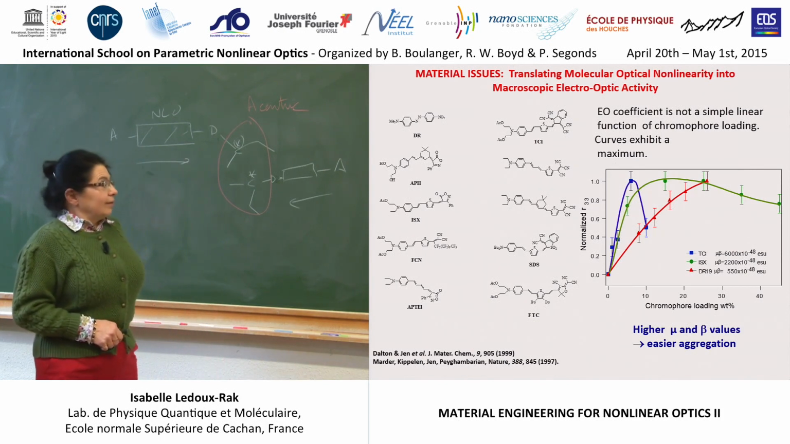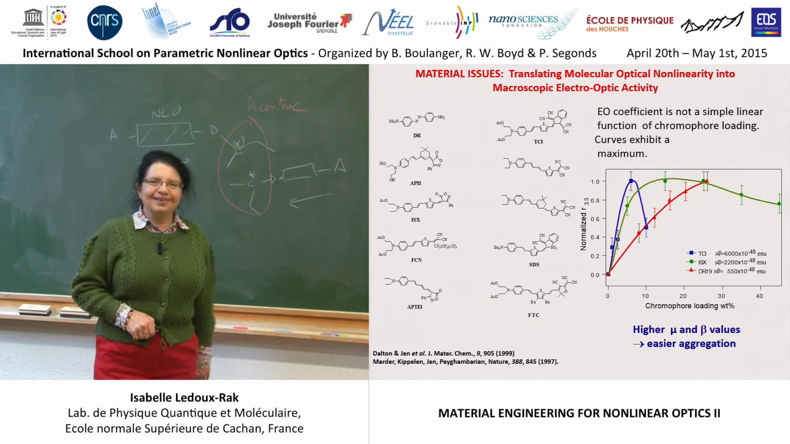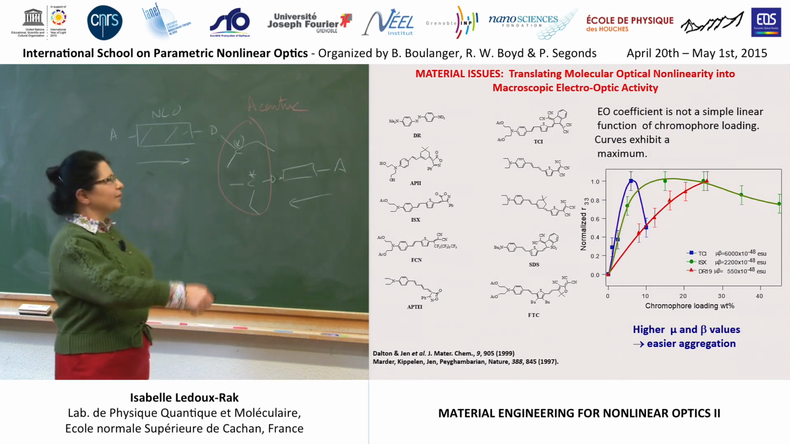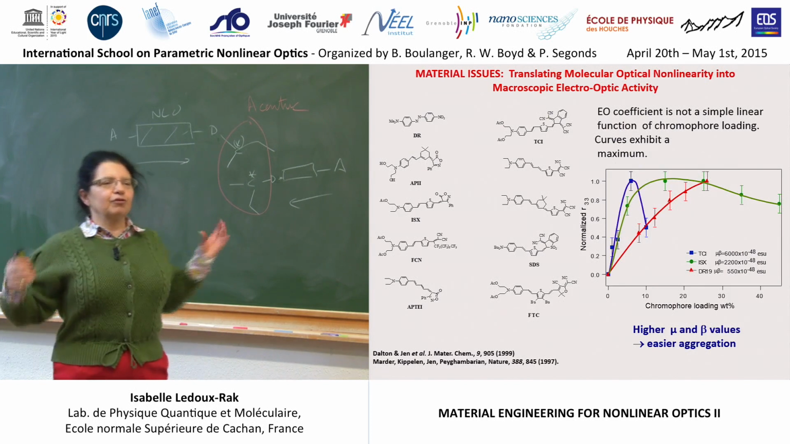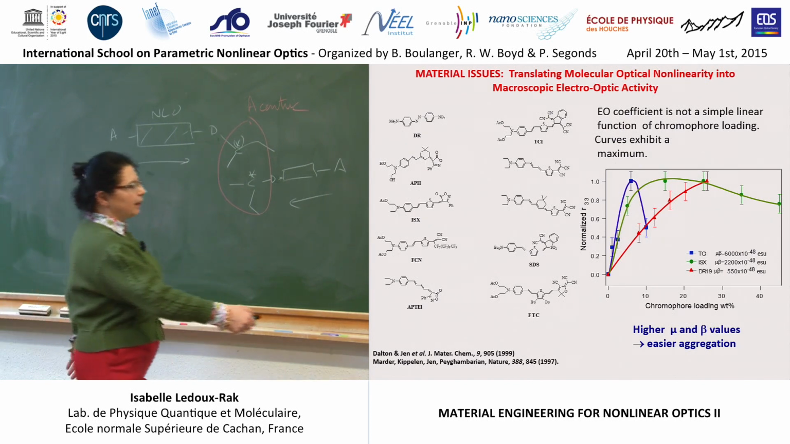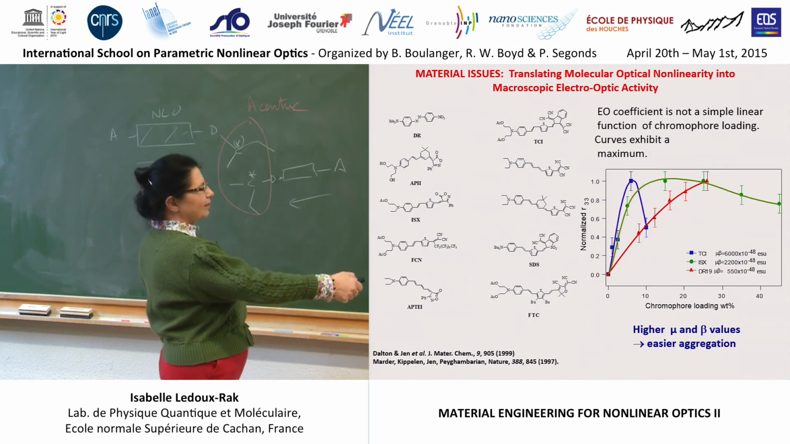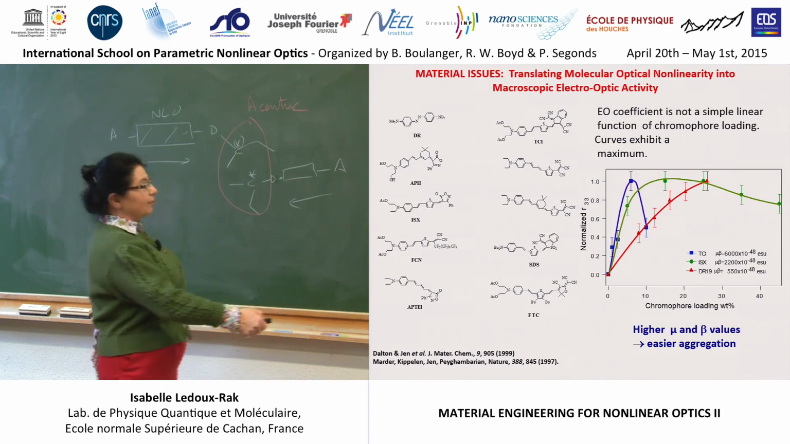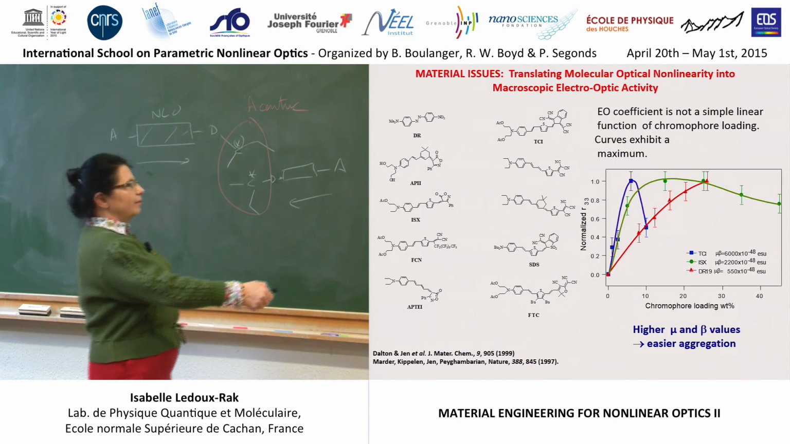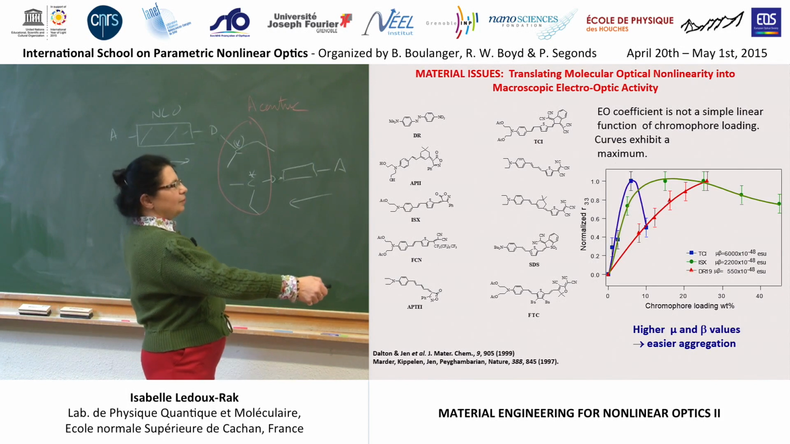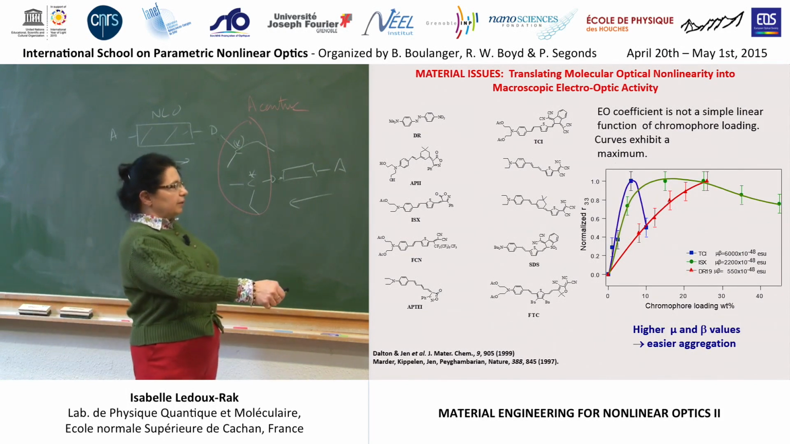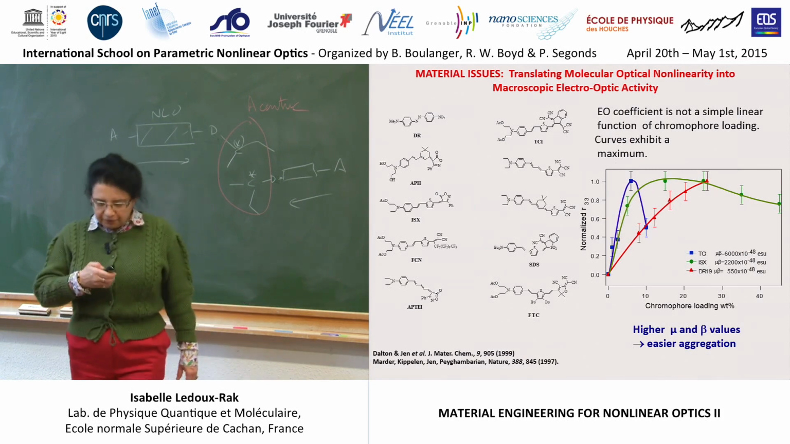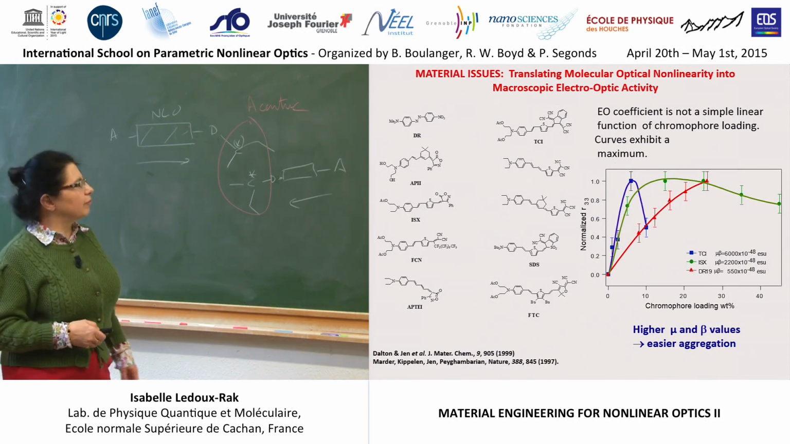And this is really frustrating for chemists having done a lot of beautiful molecules, for physicists having measured huge mu beta, and then we are blocked by this reduction of concentration, which completely compensates the gain in a nonlinear response. And we shall see that it's a real problem, even if chemists have tried to find some solutions.